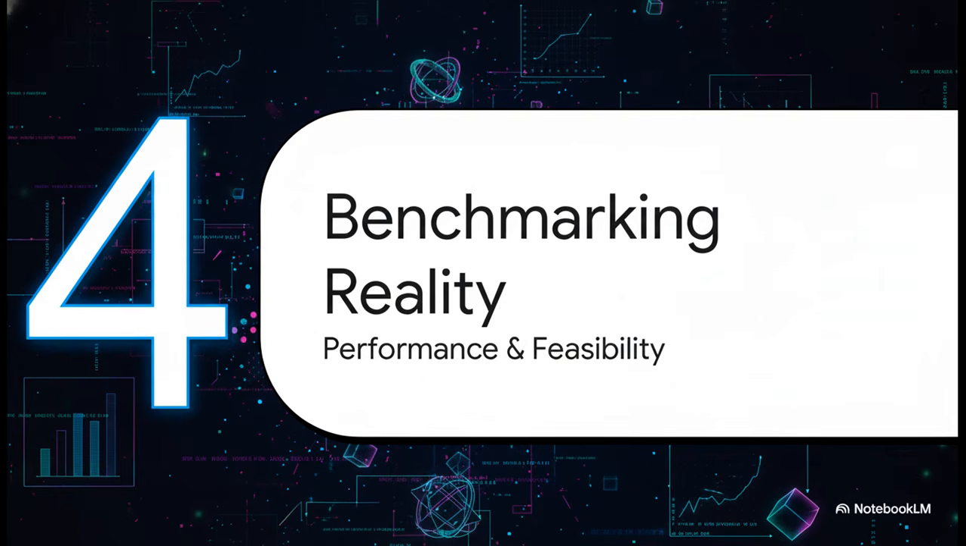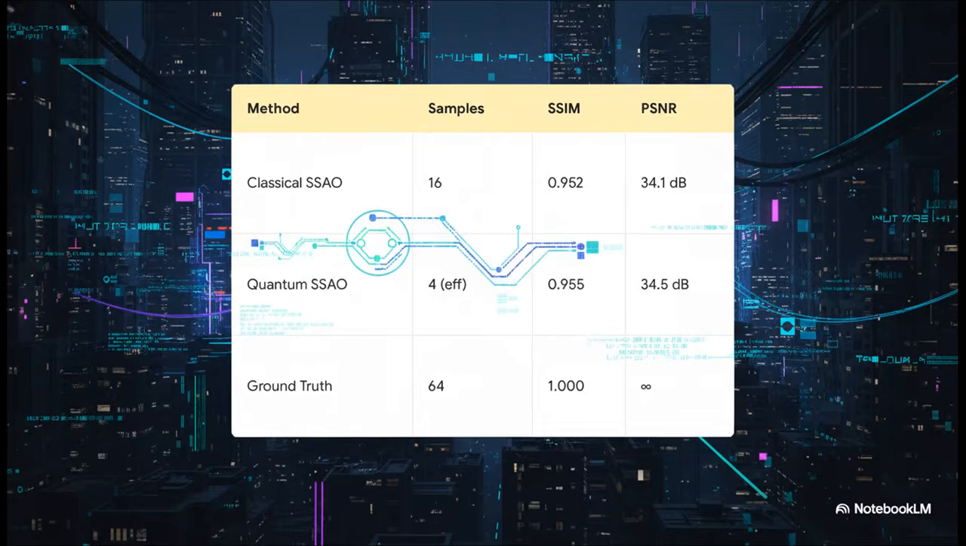So, with all those real-world engineering hurdles in mind, let's finally look at the performance data. Is this quantum approach actually practical today? In this table, we're comparing image quality using standard metrics, SSIM and PSNR, where basically a higher number is better. And we're comparing against a super high-quality 64-sample render as our ground truth. Now look at this. The 4-sample quantum result isn't just as good as the 16-sample classical one, it's actually slightly better on both metrics. That is seriously impressive.